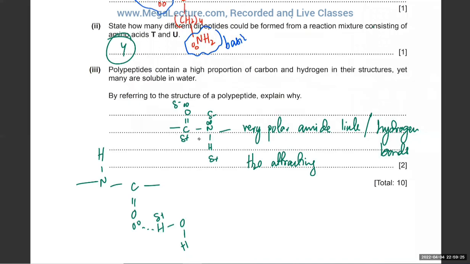So it could have been this H positive attracting the lone pairs from water, right? So that could have been possible as well.